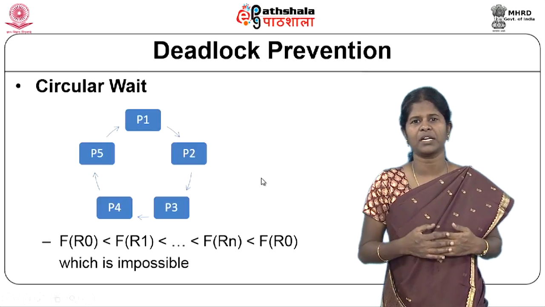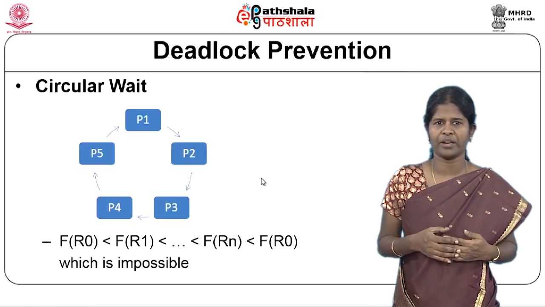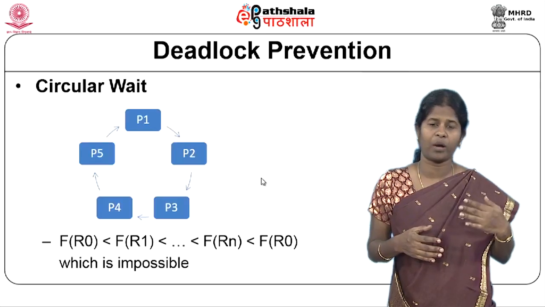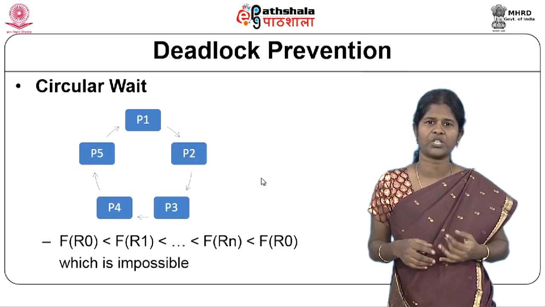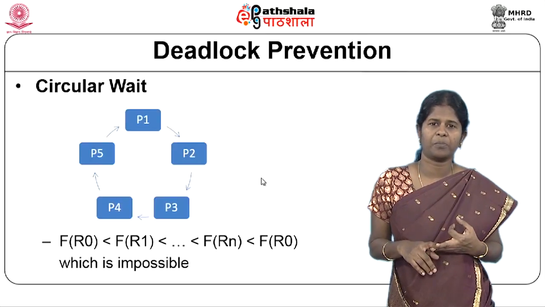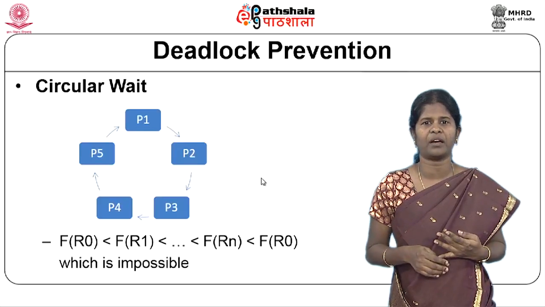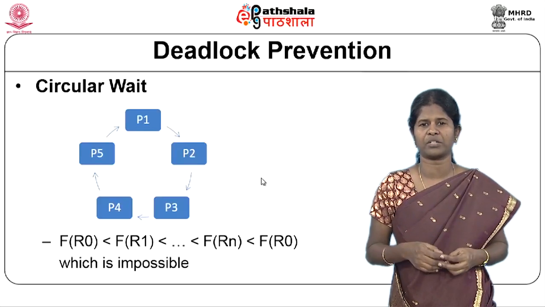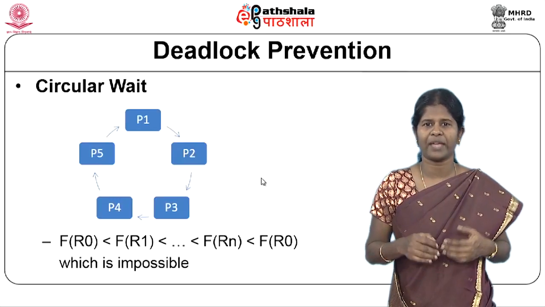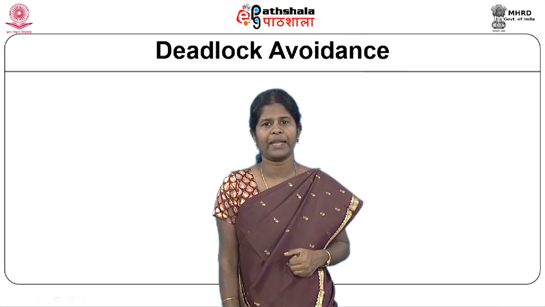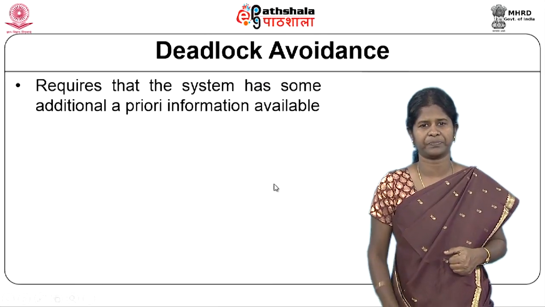So, we have seen that deadlock can be prevented in a system by ensuring that at least one of these three conditions is not satisfied: mutual exclusion, hold and wait, no preemption, and then circular wait. Mutual exclusion we cannot completely remove because you may have non-shareable resources, but hold and wait, no preemption and circular wait can be prevented. And next we will see deadlock avoidance, how to avoid deadlocks in a system.